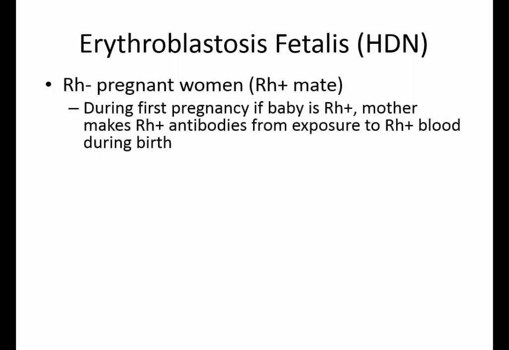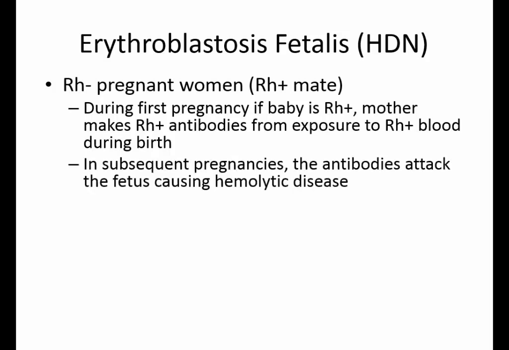Now, during the first pregnancy, if the baby is Rh positive, the mother may make Rh positive antibodies if she's exposed to any of the Rh positive blood from the baby during birth. This exposure to blood doesn't always occur, so this doesn't always happen, but there's that opportunity for it to happen. In subsequent pregnancies, those Rh antibodies will cross the placenta to the developing fetus.